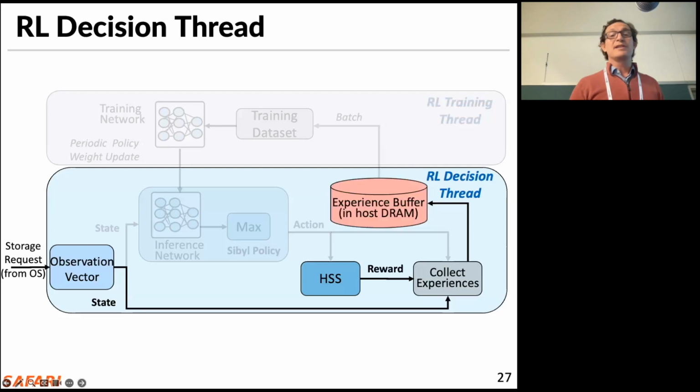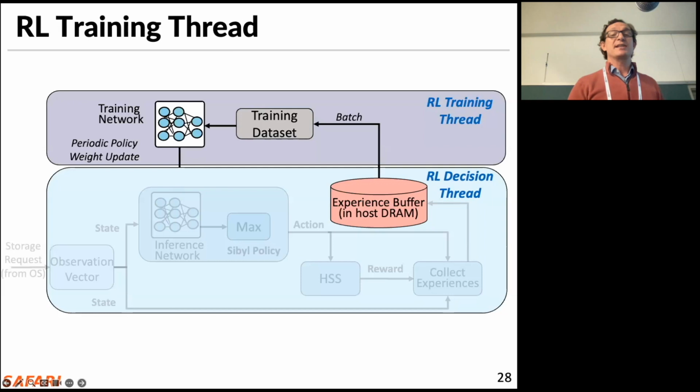So we collect all of the decisions that we make in this experience buffer, which gets transported to this training thread as a batch. So we don't do fine-grained communication between threads. We do batch updates. And this forms a training data set online while the system is running. And then this training data set is used to train this training network using reinforcement learning principles.